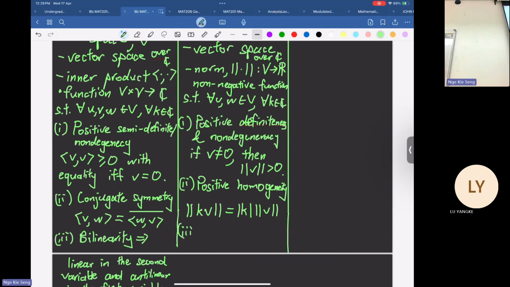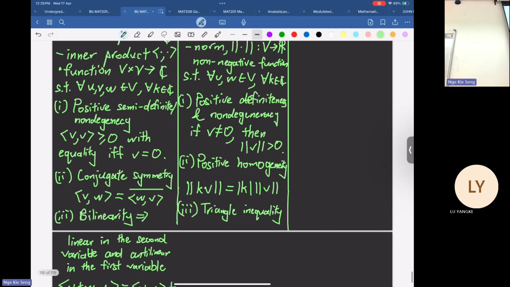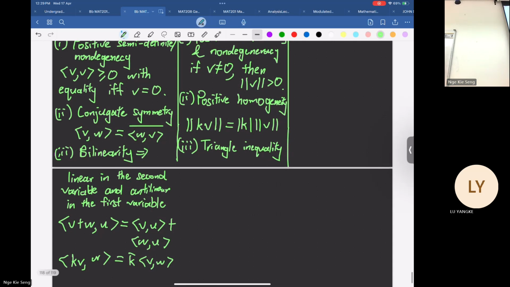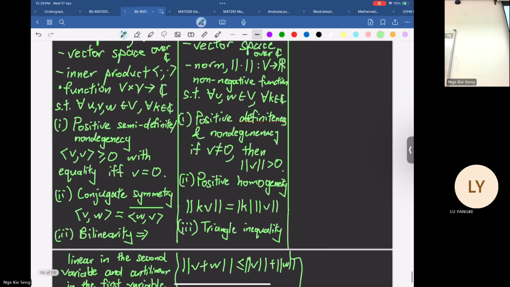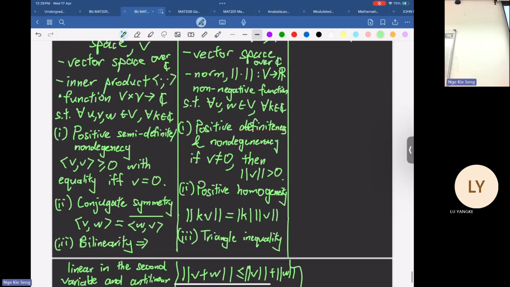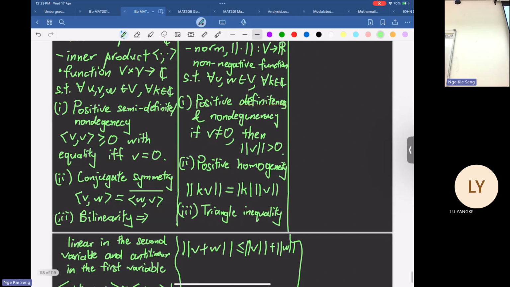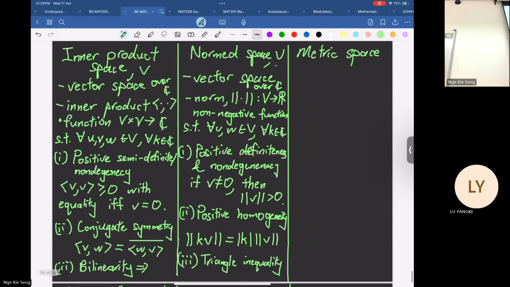Third property is the triangle inequality. Triangle inequality here means the norm of V plus W is less than or equal to the norm of V plus the norm of W. So you see, we are getting closer to metric space now. We have triangle inequality in normed space. Metric space we know already, so let's not write this out.